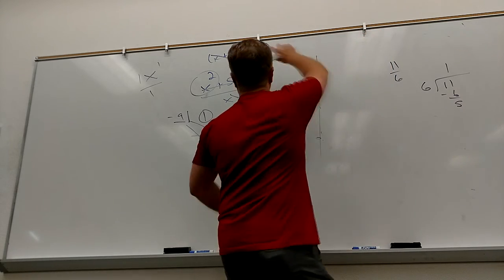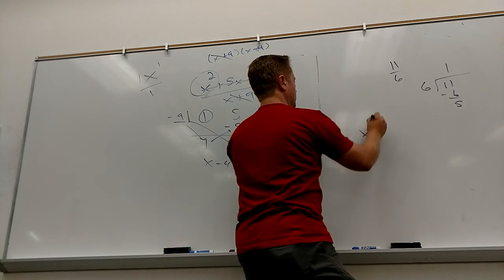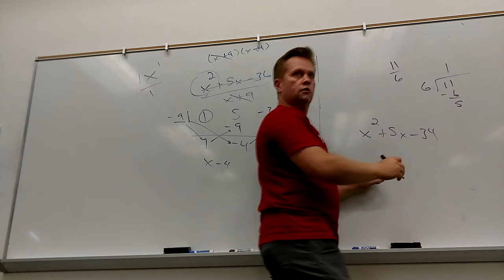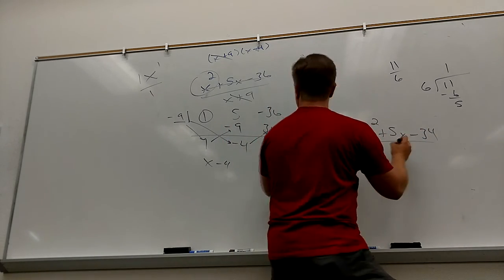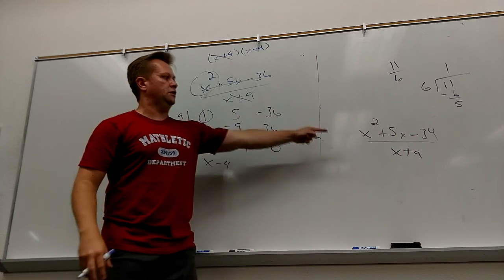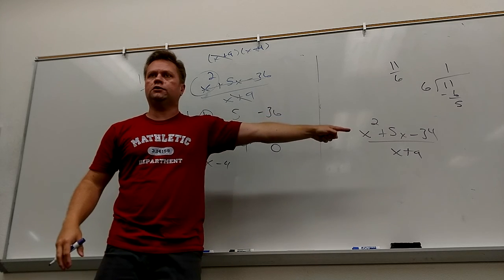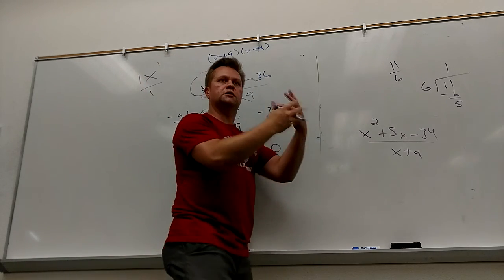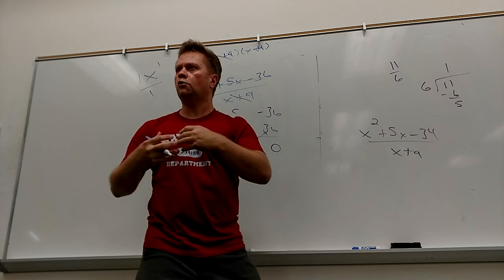So now watch this. If I did the same thing, but I did it with this, x squared plus 5x minus 34 divided by x plus 9. Stay with me. You guys see how it's almost the same thing, except I just made that off by 2. Hopefully you guys can see. I mean, the remainder is going to be 2. But now you know what it means.